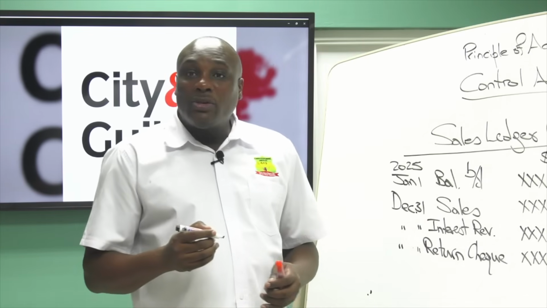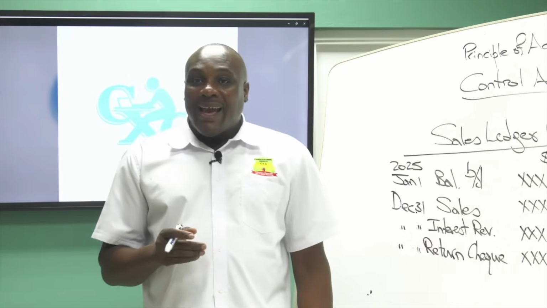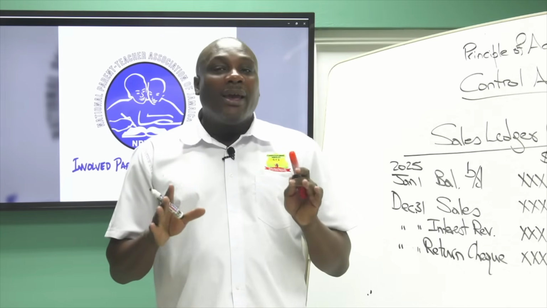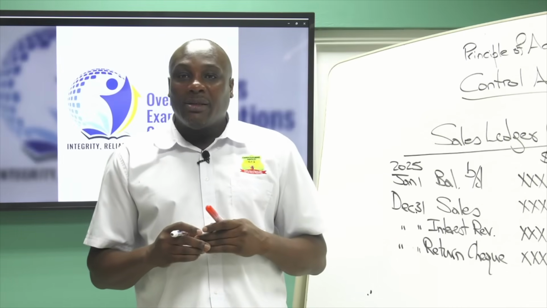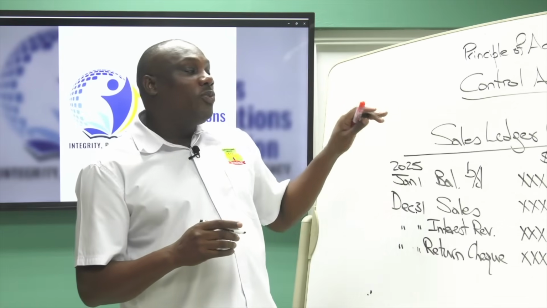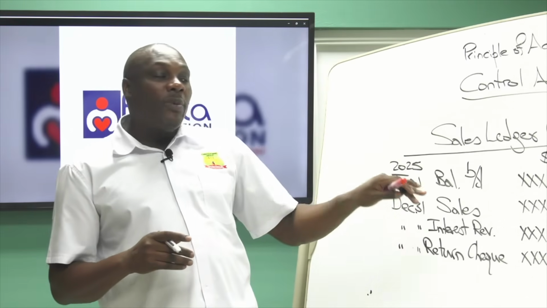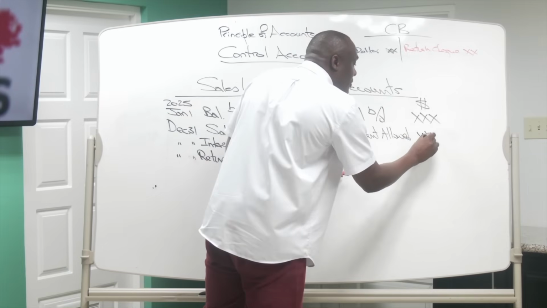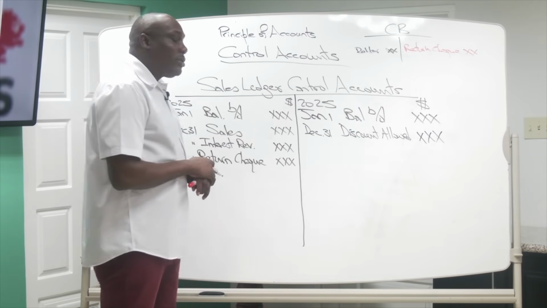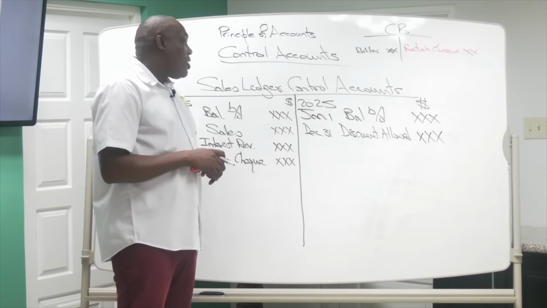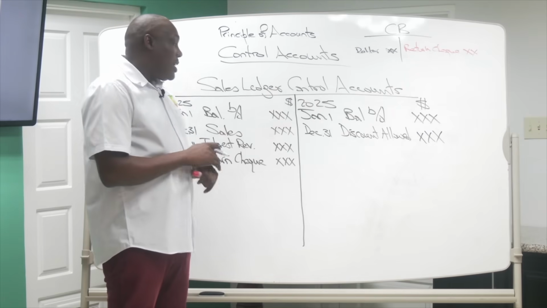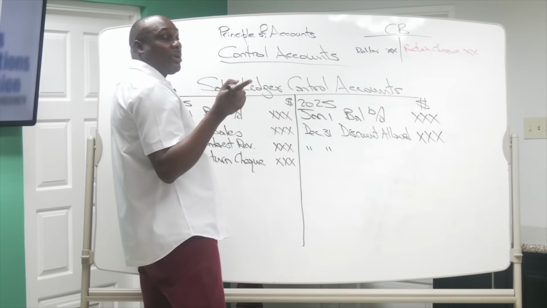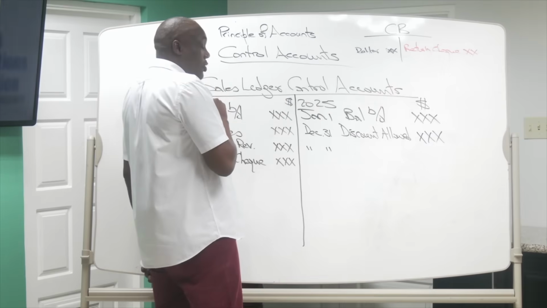Now, discount allowed is an expense, and like any other expense, students, it carries a debit balance. So since the expense account would have been debited, the corresponding entry must be credited. And we put the discount allowed on the credit side of the sales ledger control account. Then we talk about, remember, return inwards. This is where the customer would have returned the goods to us, no sir? Good.